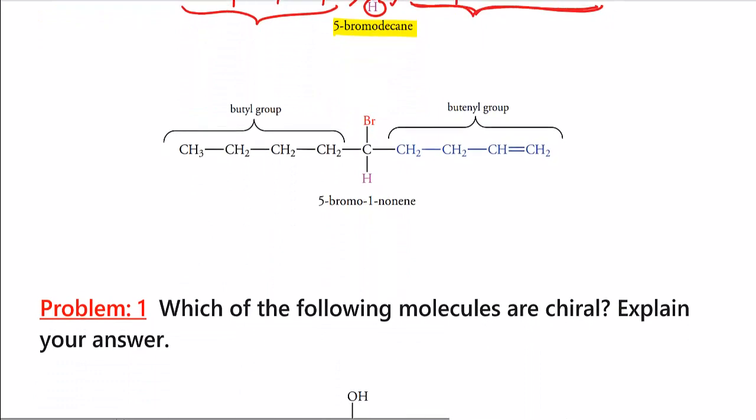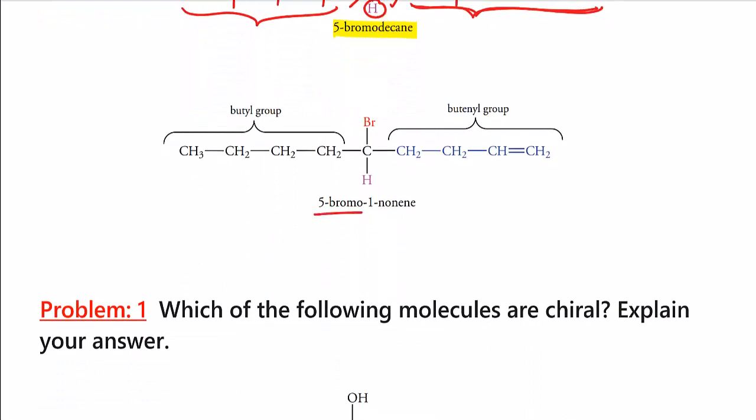Now what about this molecule, 5-bromo-1-nonene? This is ene, which means it has an alkene group. Once again, this CH3, CH2, CH2 is not going to be a chiral carbon because they have similar groups. What about this carbon? This has a bromine group, a hydrogen group, and on this side I have a butyl group, and on this side we have a butenyl group.